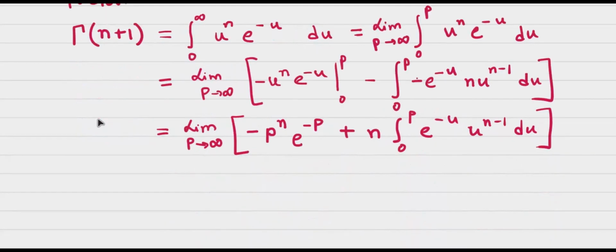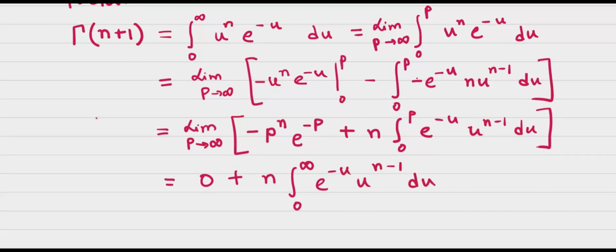Now if we take the limit, we see that as p tends to infinity, e to the power negative p suppresses p to the power n. Alright, so the first term goes to 0, but with the second term we have n times the integral from 0 to infinity of e to the power negative u times u to the power n minus 1 du. But notice this integral in the second term looks a lot like the integral we began with, except instead of n we have n minus 1. So this is basically n times gamma of n.